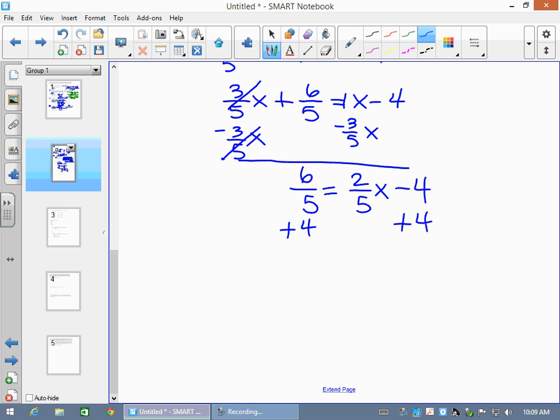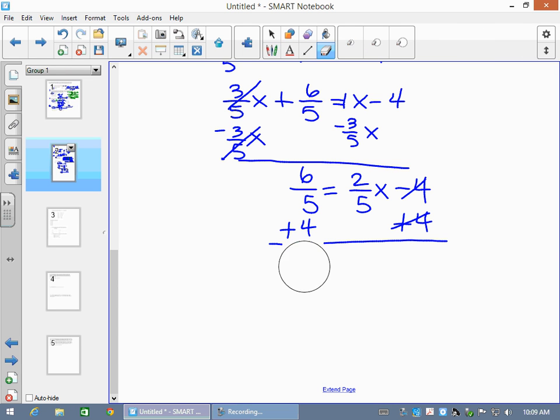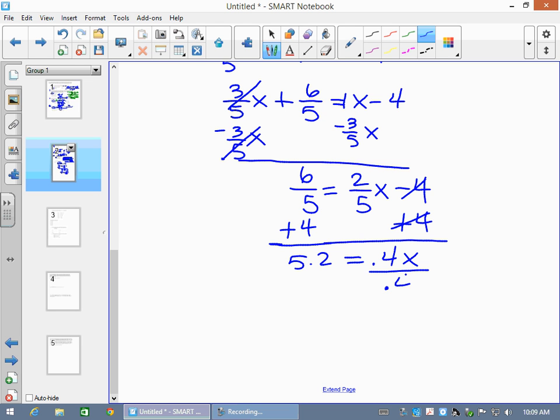And I get, again, you can write this out as a decimal if you want, if you're using your calculator. This comes out to be 5.2 is equal to 0.4x. And then I'm going to divide. You could have kept these as fractions, but at this point I was using my calculator, I turned them into decimals, and this division gives me an x value of 13, which was choice 2.